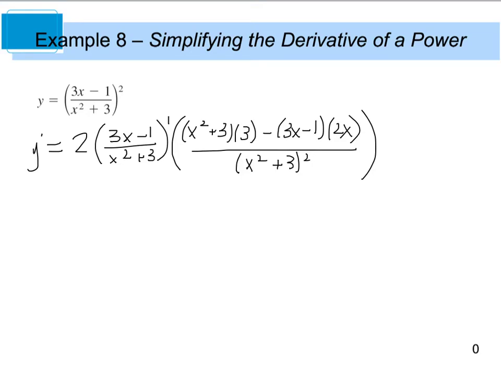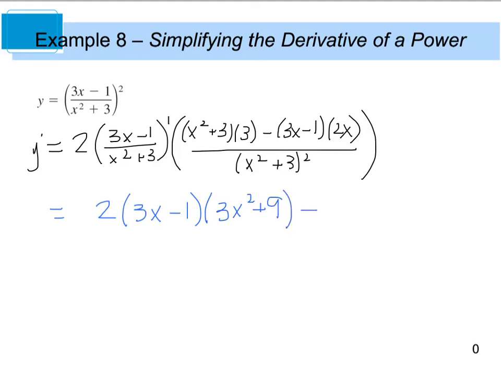So, to simplify this, we have in the numerator 2 times 3x minus 1 times, and I'm just going to distribute this 3 onto this piece here. So that's going to give us 3x squared plus 9.